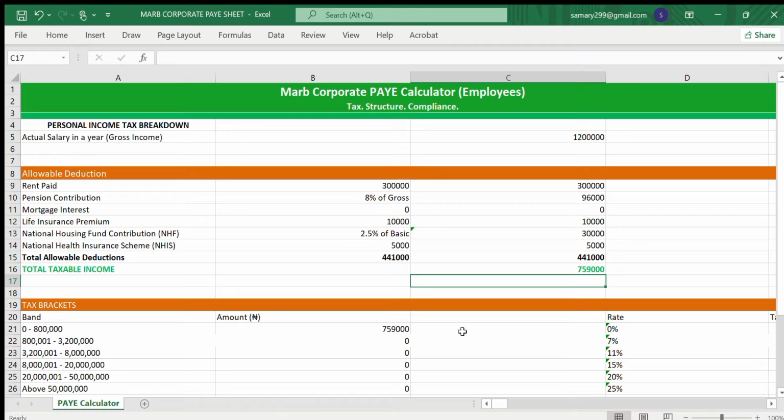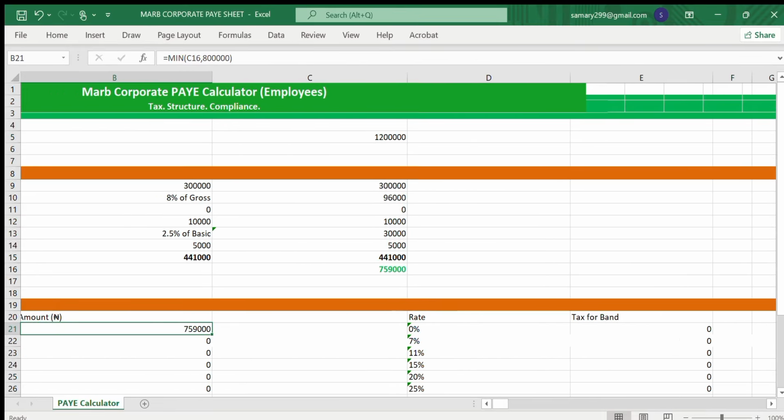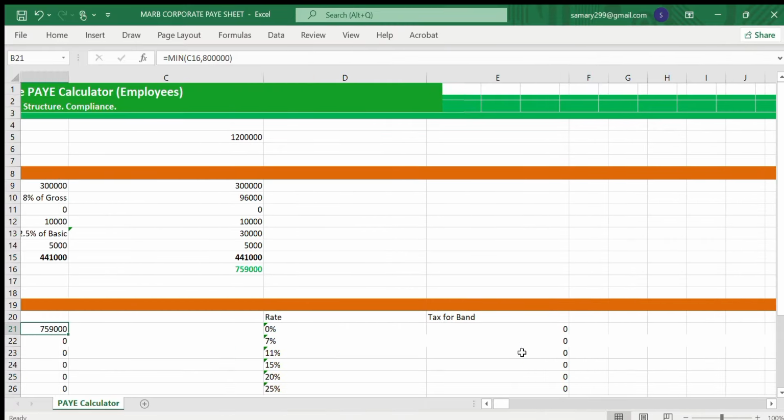So which means you are not going to be paying tax, because if it brings us to this tax bracket from 0 to 800,000, the total money you are earning annually is not even up to 800,000. Can you see? Your total taxable income is not up to 800,000. So you are not going to be paying tax. You see, in the tax band, you're having 0 to pay.